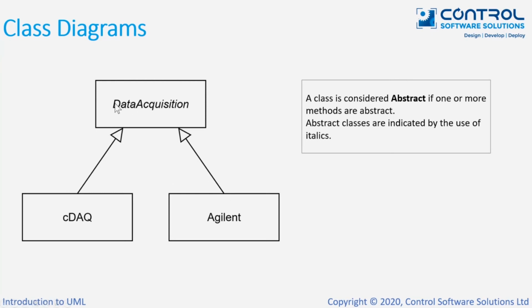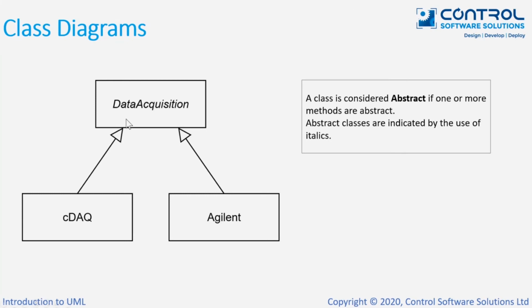The reason that it's in italics is to tell us that it is an abstract class. An abstract class is abstract if one or more methods are abstract. So it only requires one method to be abstract for the whole class to be abstract. And all abstract means is that some functionality will have to be overridden by the child classes in order for it to be usable.